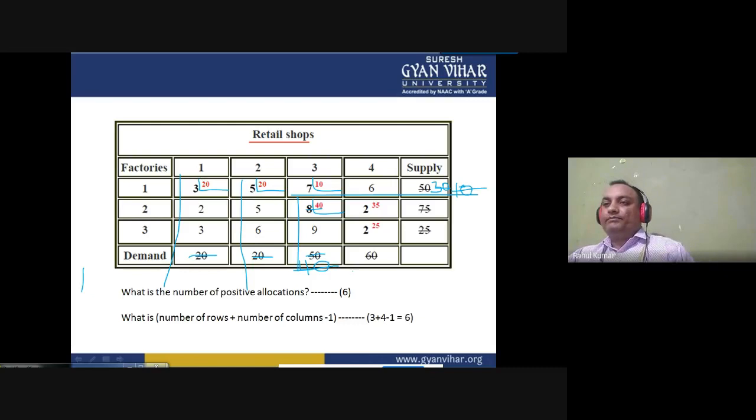Then move to the only remaining column. Sorry for the disturbance, because the camera is disturbing here.